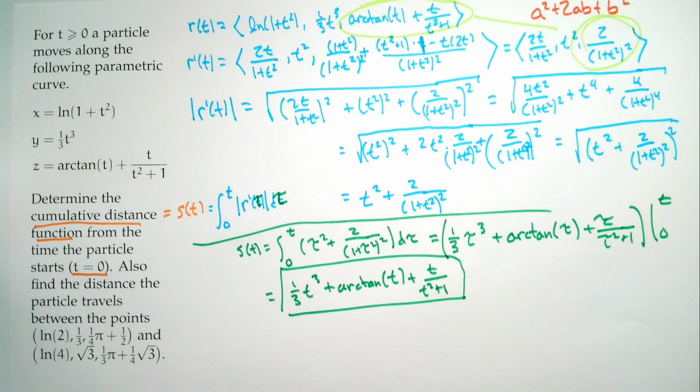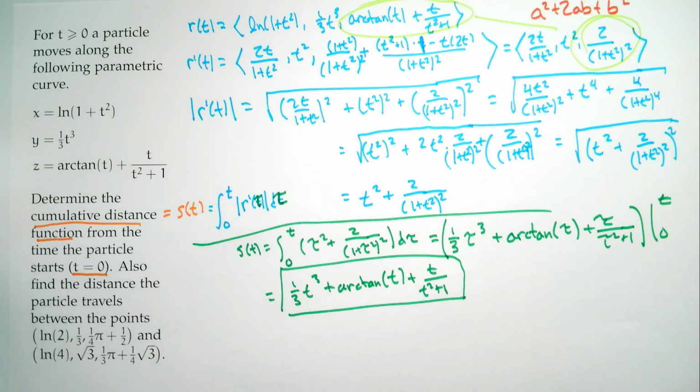All right, well now we're ready to go on and look at this also. Also find the distance the particle travels between the points (log 2, 1/3 · 1/4 π + 1/2) and (log 4, √3 · 1/3 π + 1/4 √3). All right. Well, what does this mean? So we have to figure something out.